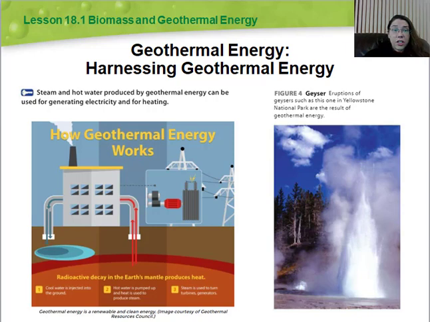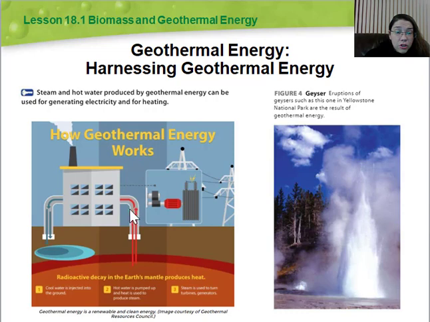So let's take just a quick preview look at how geothermal energy works. We actually have radioactive decay in the Earth's mantle that produces this heat. So first, cold water is injected into the ground. So we are actually pumping cold water in. Then hot water is pumped up, and the heat of that hot water is used to produce steam.